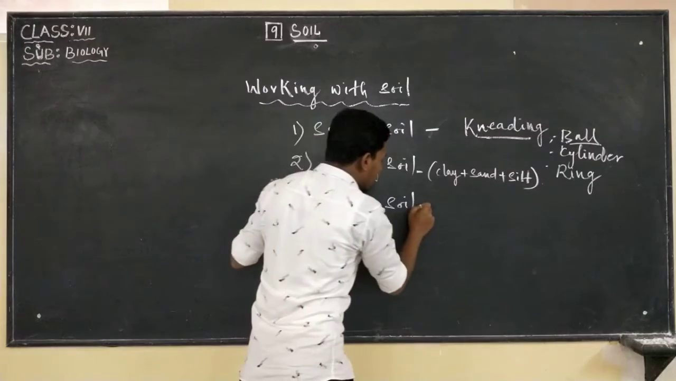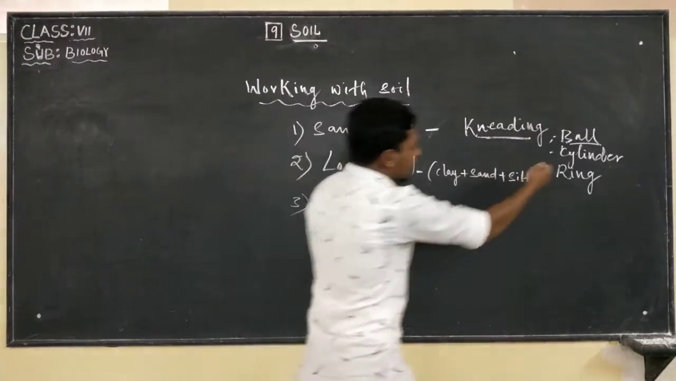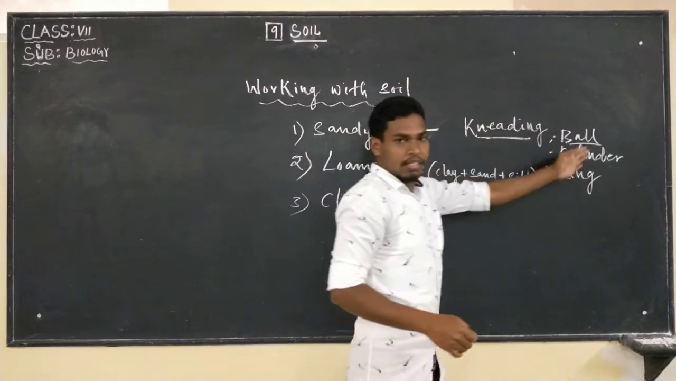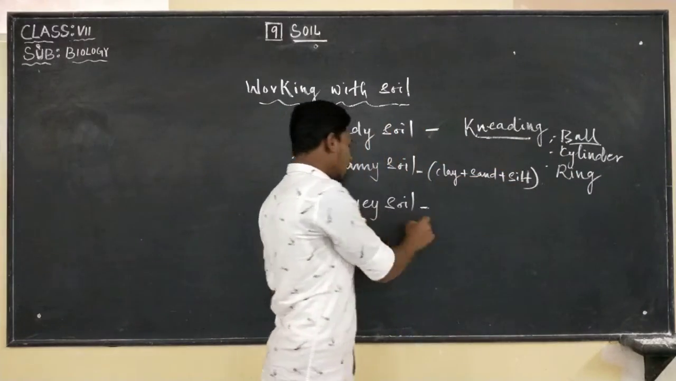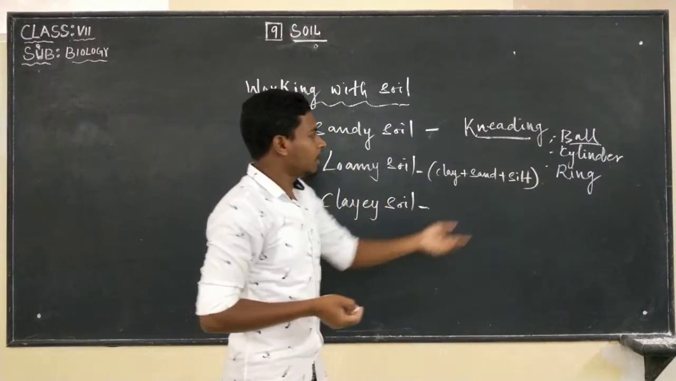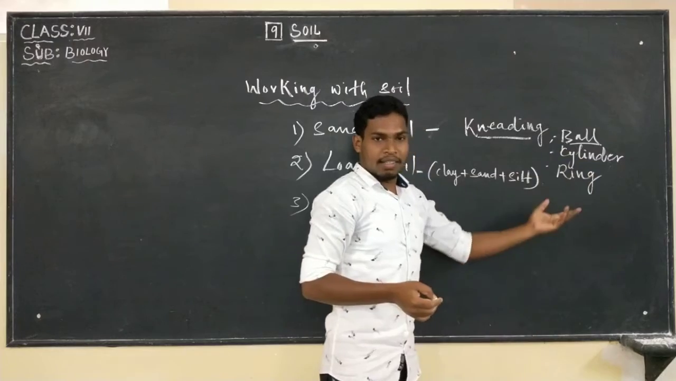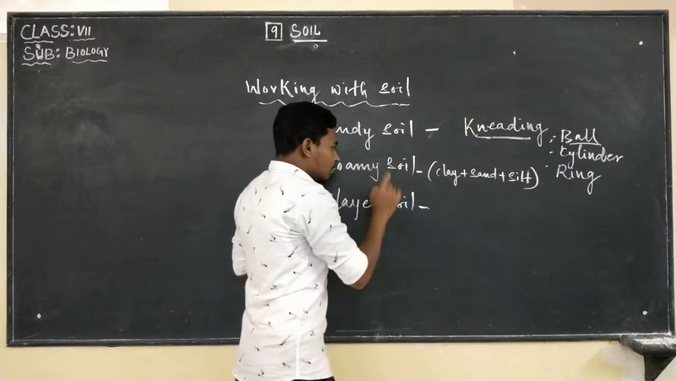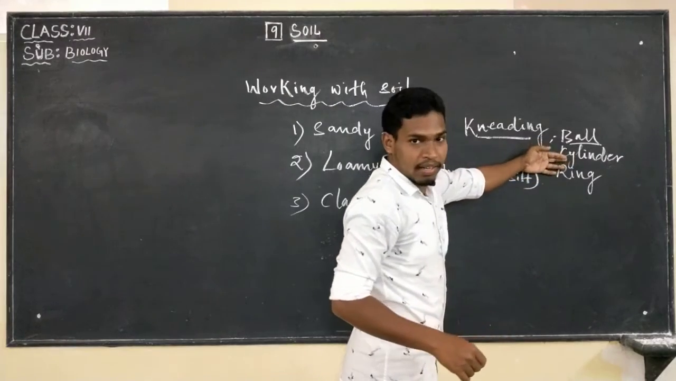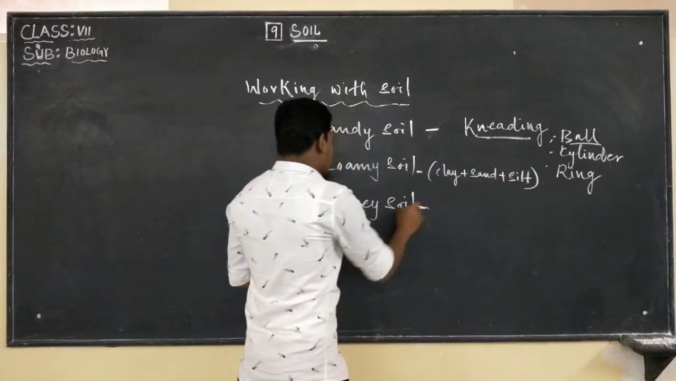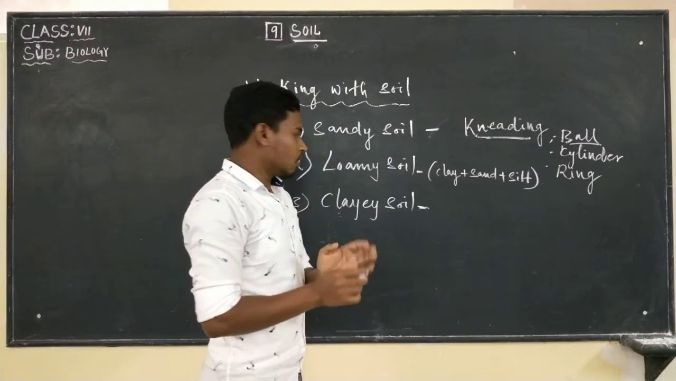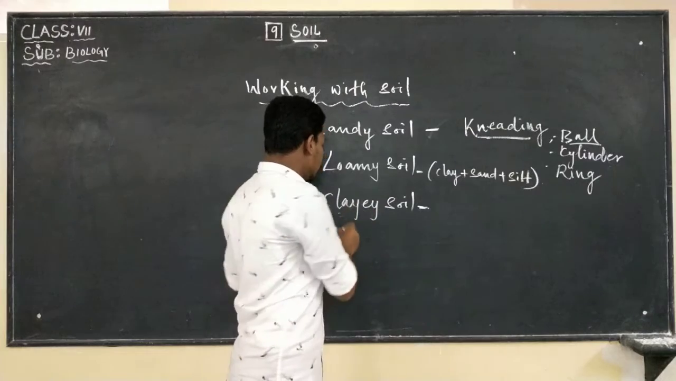Next one is clay soil. If we try to make a ball, cylinder or ring with the clay soil, we are going to get this type of shape, because clay soil has the ability to make ball, cylinder and ring. So because of its nature, we can get structures like ball, cylinder and ring. So most probably when they are making toys or statues, they use clay soil.